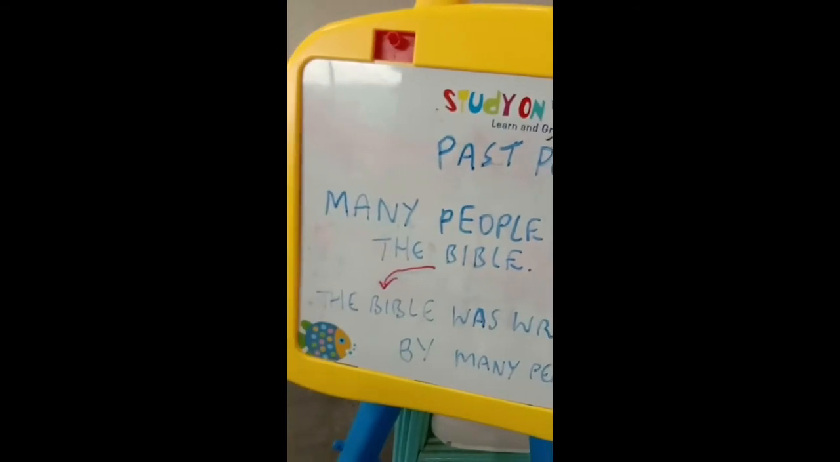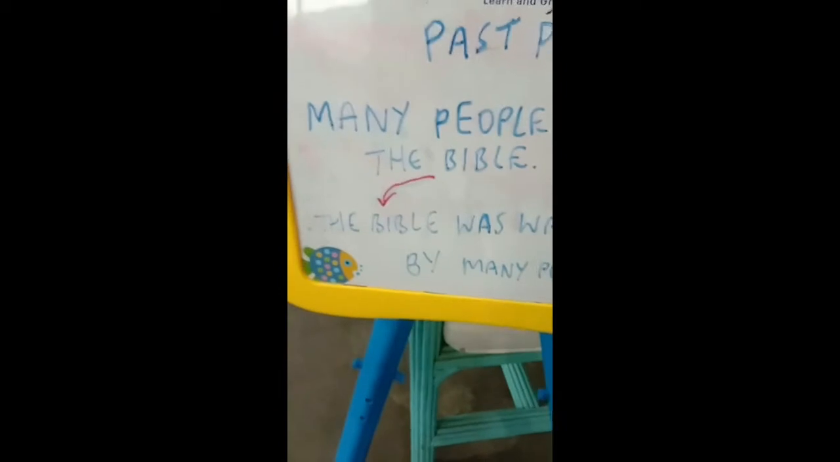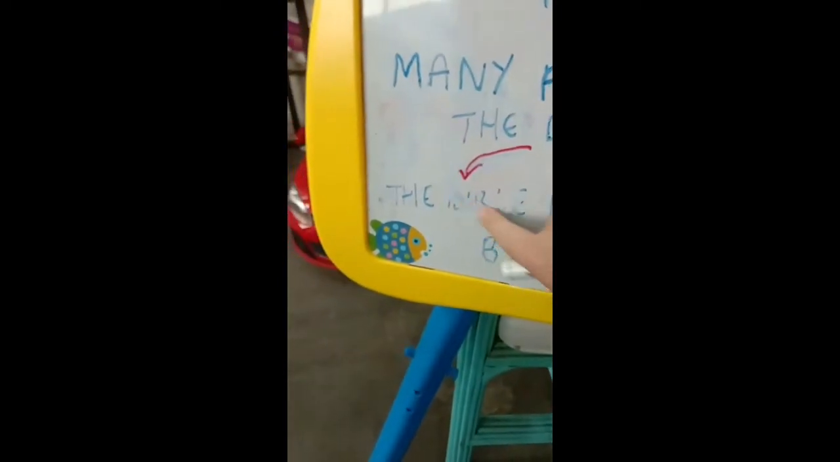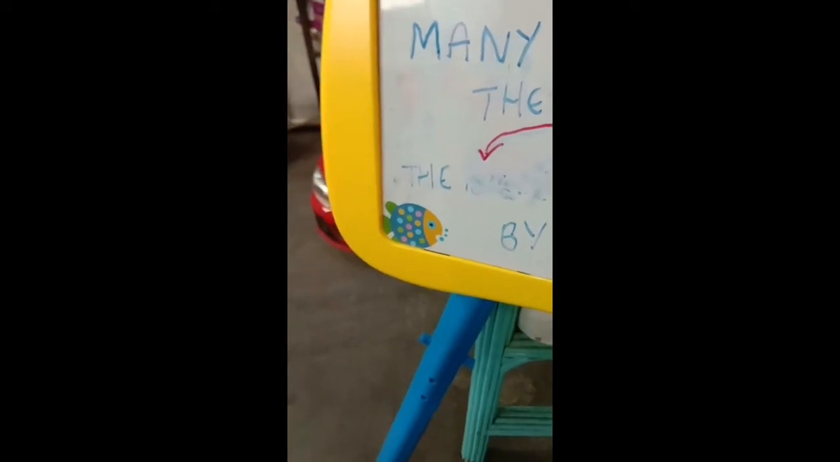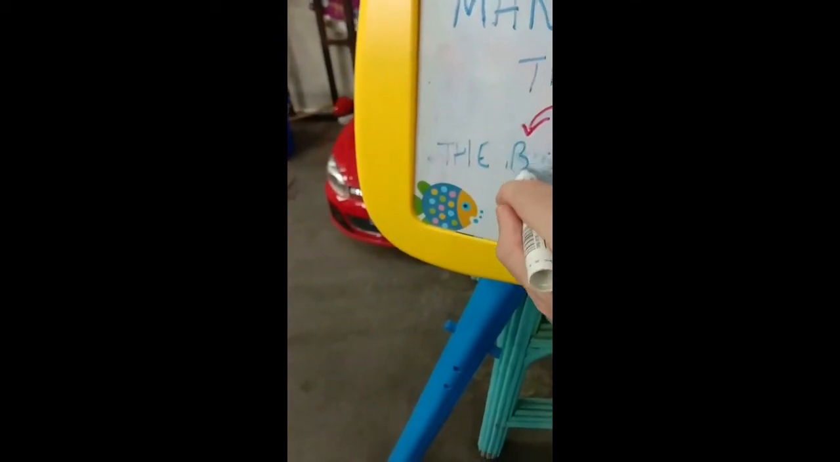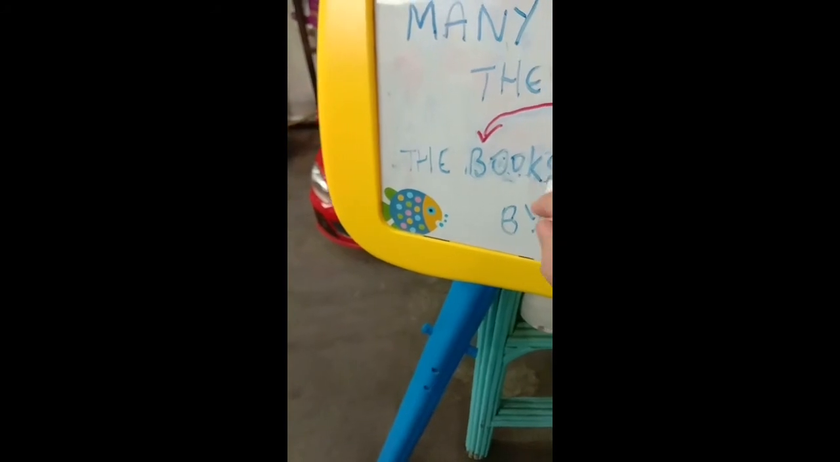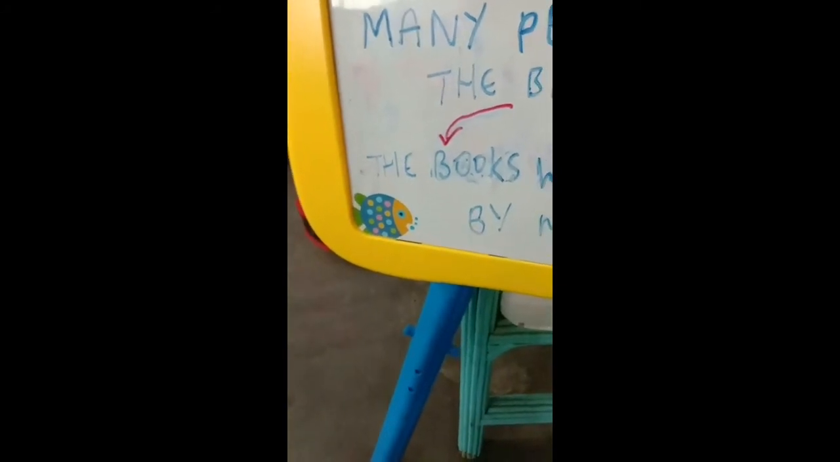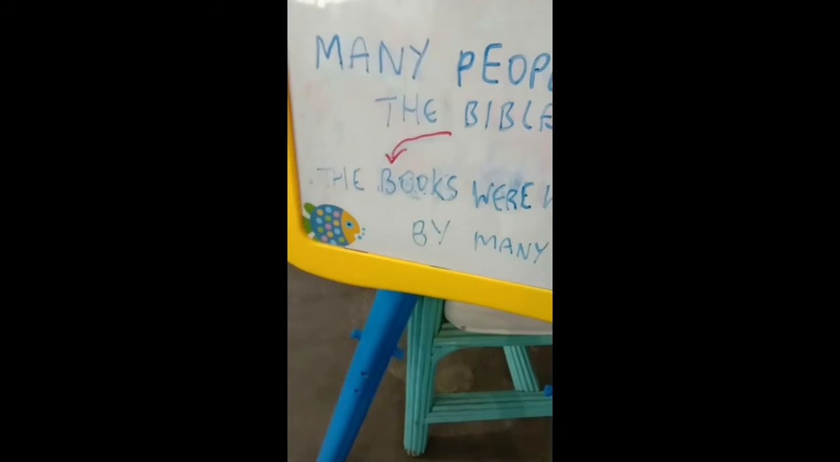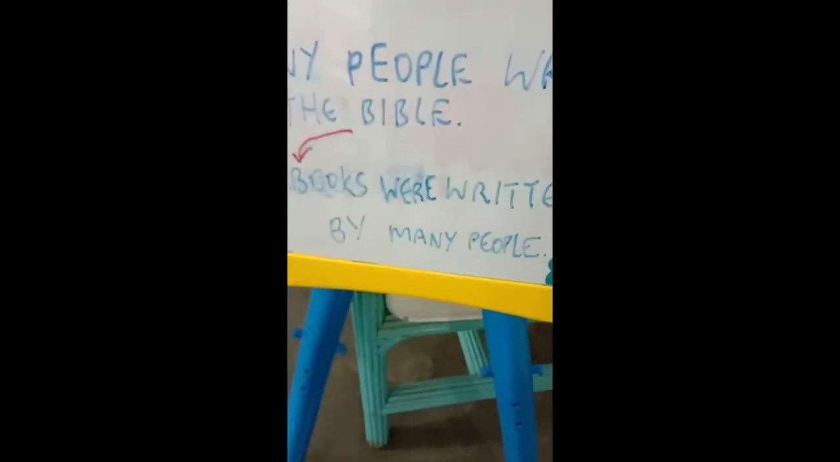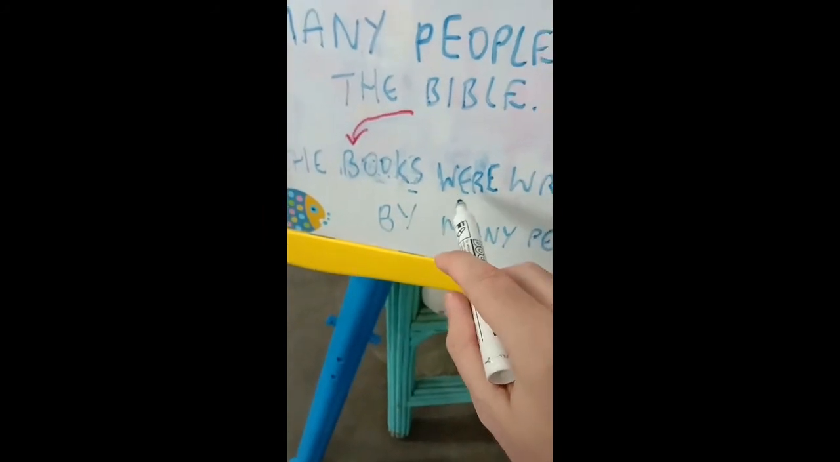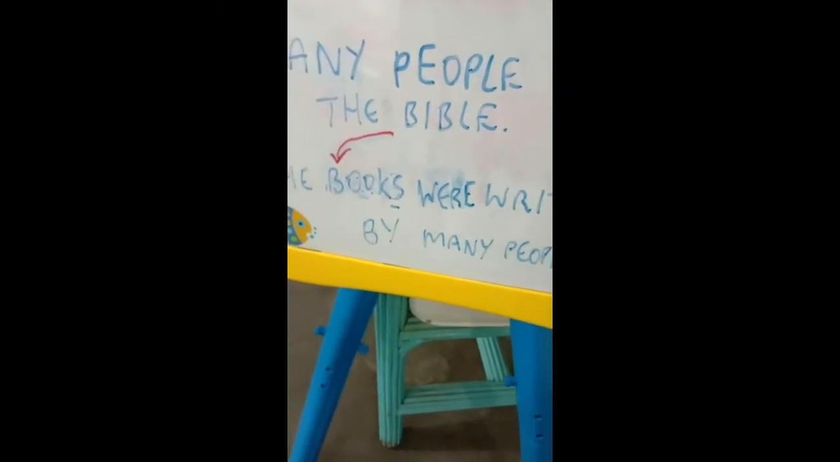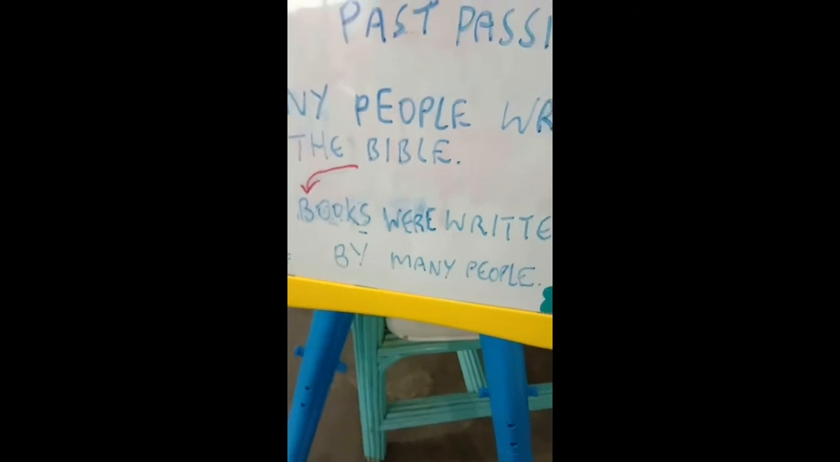Now, if I change the subject and I make it plural, I put the books were. So now the books were written by many people. So the books of the Bible is plural. So I have to use were with plural nouns. Don't forget that one.